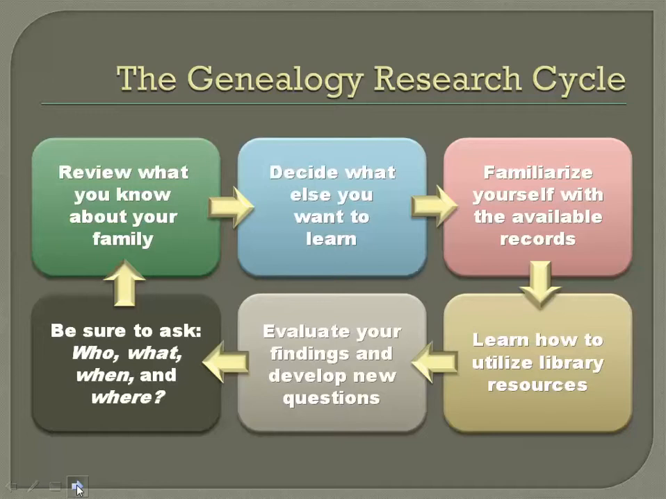Once you find some details and information in records, you'll need to evaluate your findings and develop new questions. This is the beginning of a new cycle in the genealogy research process. Collect all of the information and ask the questions who, what, when, and where. What details did you learn in your research? What does the record in front of you communicate about your family? What other records might you use to fill in other details in your family history? As you ask those questions, you'll need to go back and once again review what you know about your family after conducting research, and the genealogy research cycle begins anew.